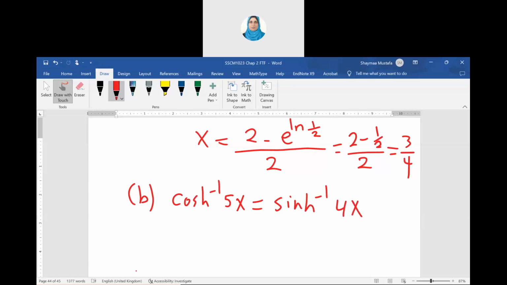I need to solve this equation for x. Cosh inverse 5x is equal to sine inverse 4x. We think what we can do. Cosh inverse 5x is equal to sine inverse 4x.